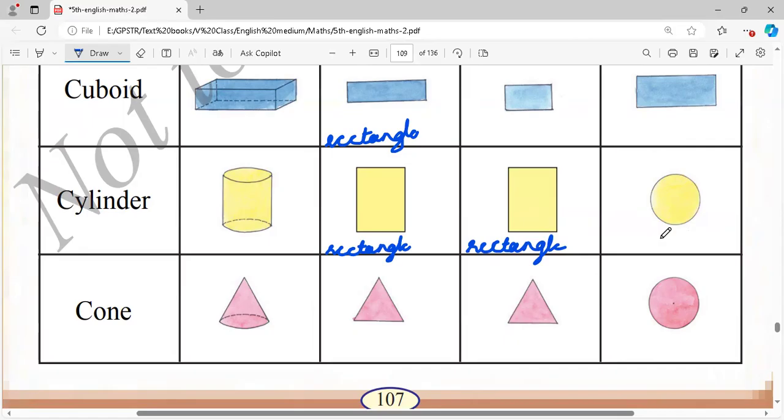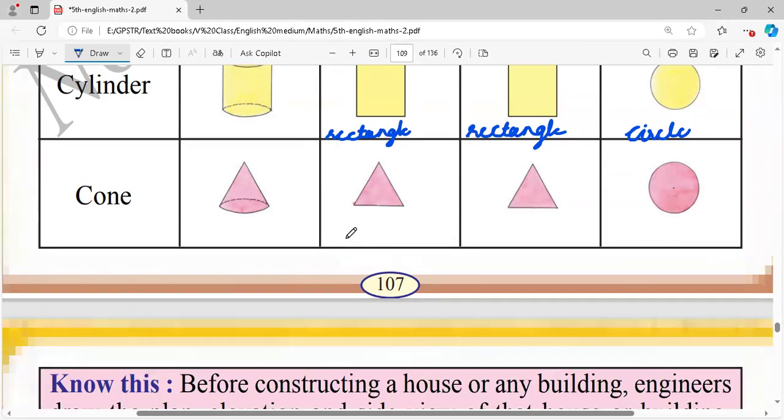On the top view or a plan, a cylinder looks like a circle. Cone, front view: this is the cone shape, and the cone looks like a triangle. Side view also looks like a triangle. On the top view, the cone looks like a circle.